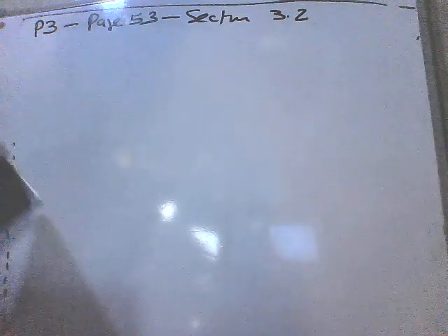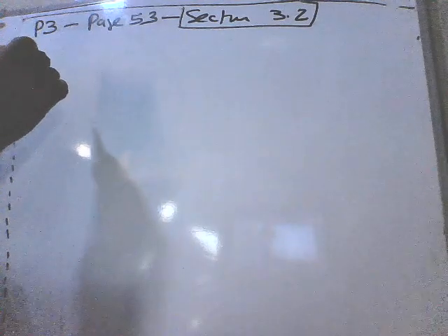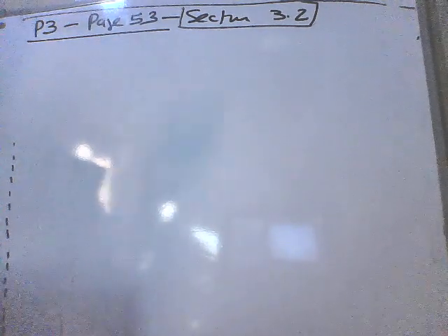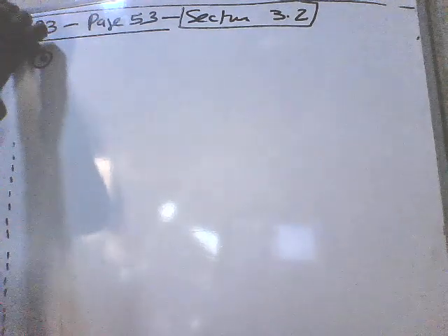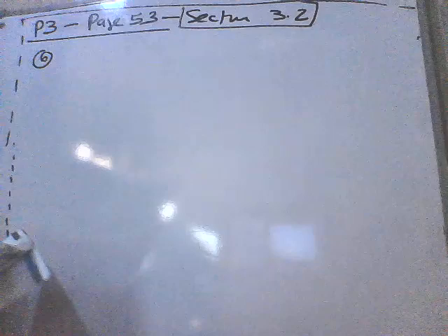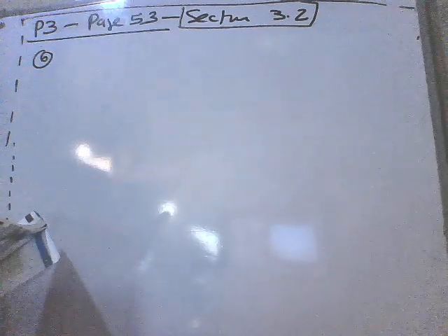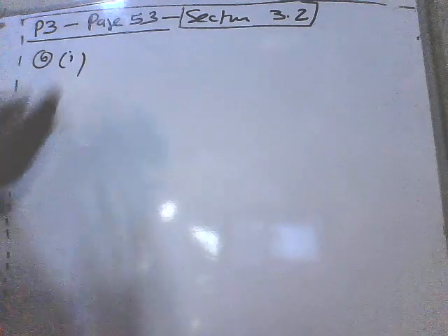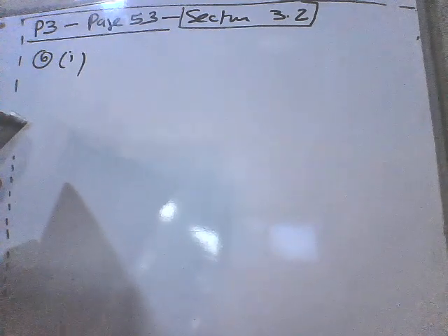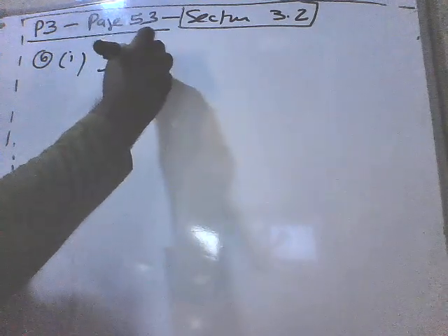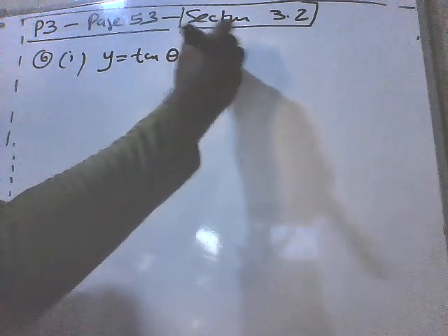Okay, in this video we will finish section 3.2, right? And this is the page. Here we will consider question 6. Question 6 says describe the relationships between the graphs. So part 1 says y equals tan theta and y equals tan of theta plus pi over 2.